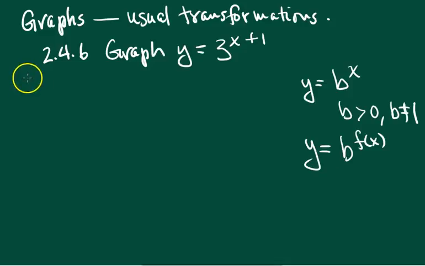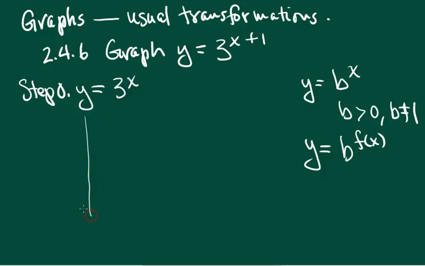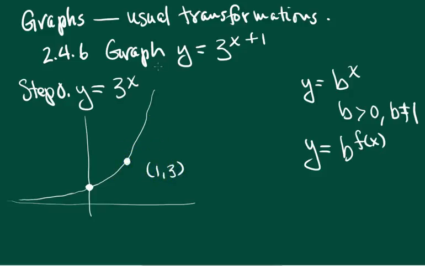So let's start out here with what I call step 0. The foundation of this graph is y is equal to 3 to the x power. So I know that my graph goes through 0, 1, so I'm drawing that in place. It goes through the point 1, 3. It goes through the point 2, 9. It goes through the point -1, 1/3.